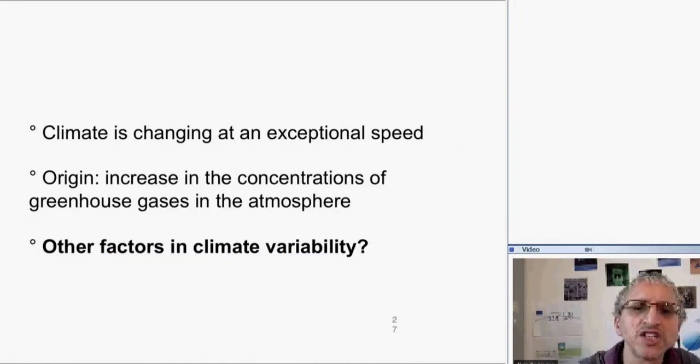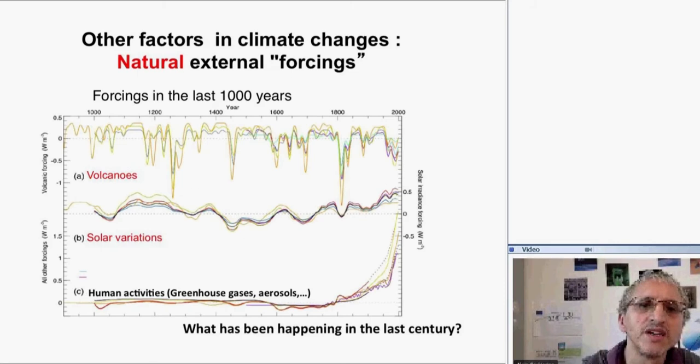So climate is changing at exceptional speed, and the origin is the increase in the concentration of greenhouse gases in the atmosphere, but there are other factors in climate variability. I'm going to show you some. There are other factors, not anthropogenic, natural factors. And here I'm showing other what we call forcing. It's factors that act on climate, that change the climate. And you've got volcanic eruption here.